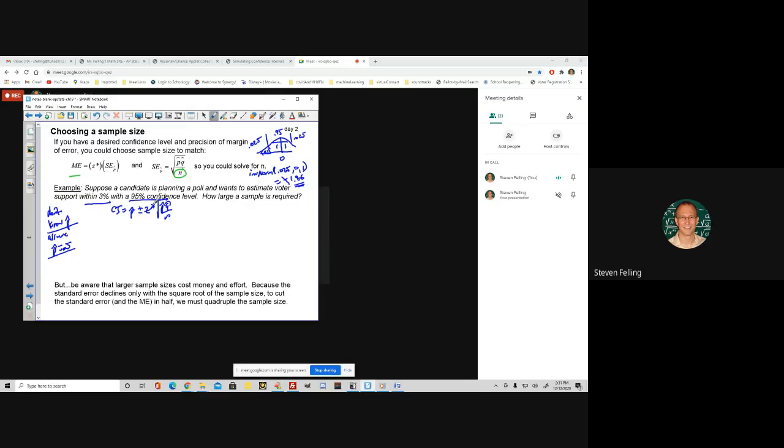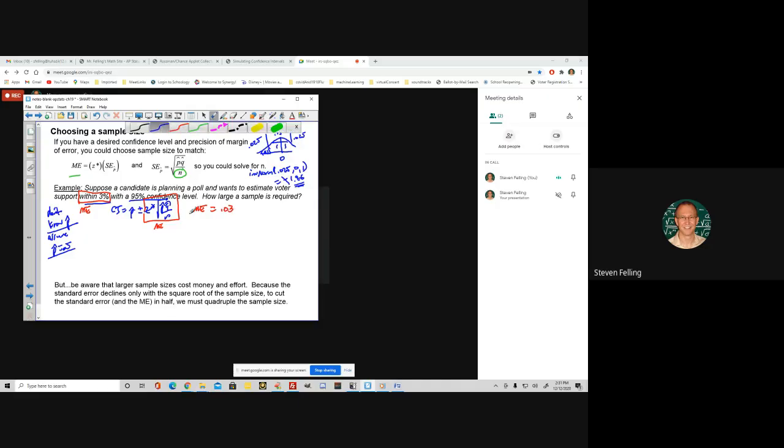So what I can do is say, all right, the margin of error is just this part, right? When they say within 3%, that's the margin of error. I'm going to abbreviate that ME. That's this part of the calculation right here. So that's the margin of error. So I really need that to equal 0.03. So I could write it this way. The margin of error must be 0.03.